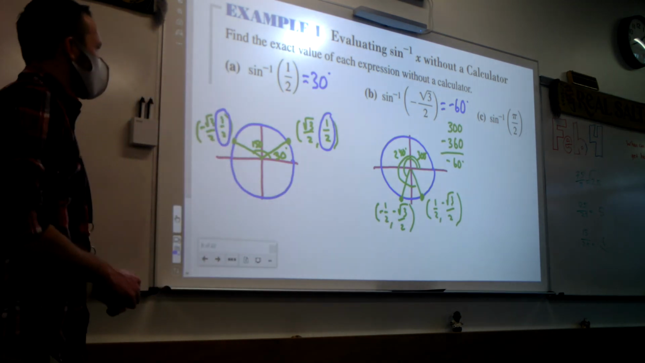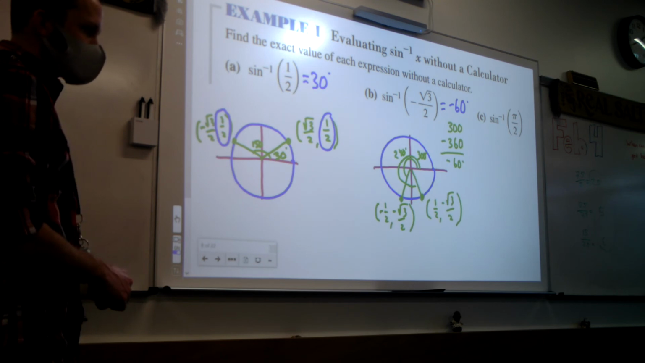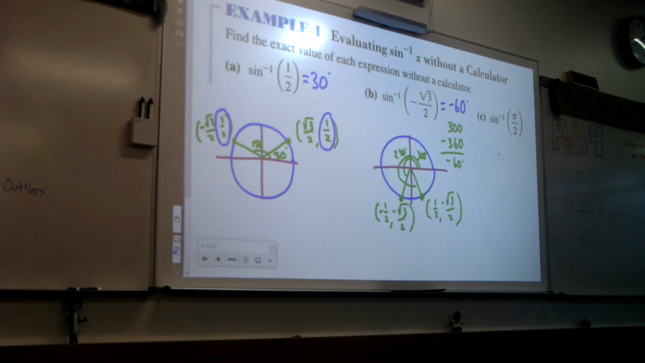Put in inverse sine of pi over 2. Doesn't like it. Did it say undefined? Error, domain. That means it's undefined. All right, cool. There you go. That's how we do inverse sine.